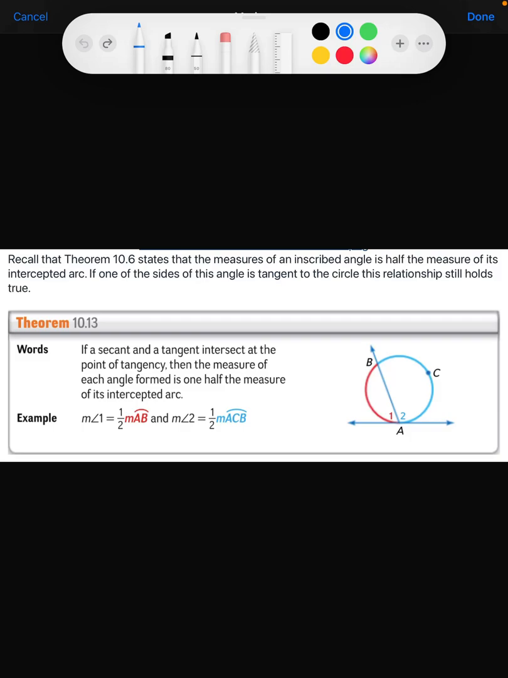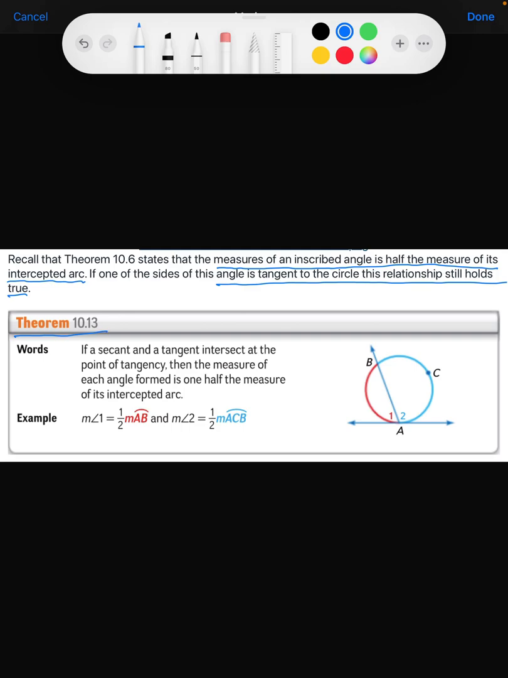Recall from our lesson on inscribed angles that the measure of an inscribed angle is half the measure of its intercepted arc. If one of the sides of this angle is tangent to the circle, this relationship still holds true. So that gives us theorem 10.13.